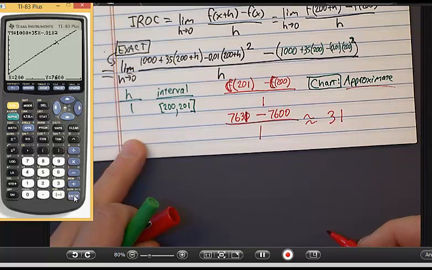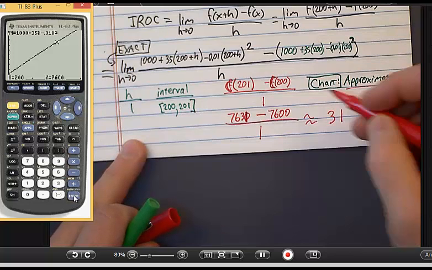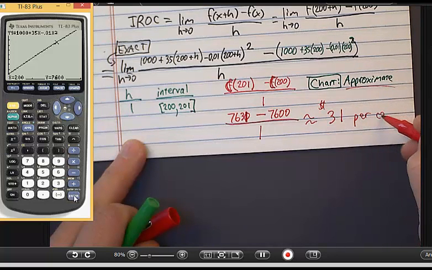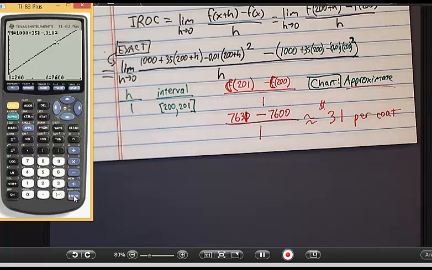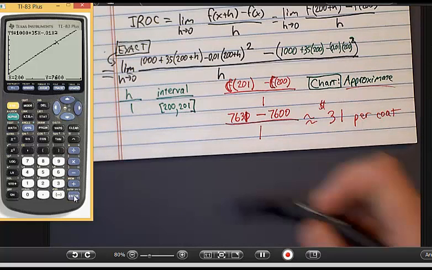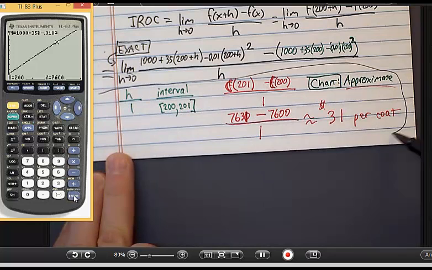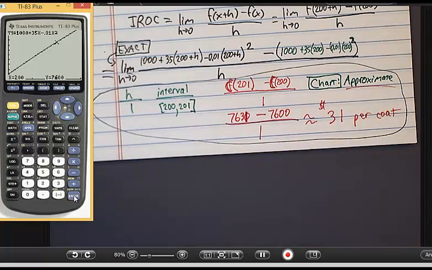31 what? Dollars per coat. So see, when the production level is higher, then you get a different value. It's about $31 per coat. Now, is it exactly 31 per coat? No, it's $30.99 per coat, right? Was that all we had to do to technically get the answer? Yeah. That's all you had to do. But that's the approximate answer.